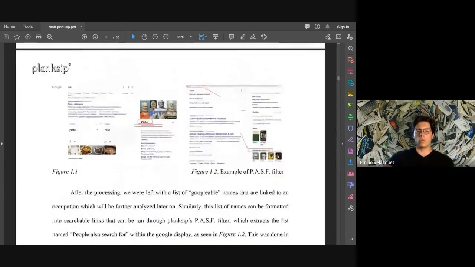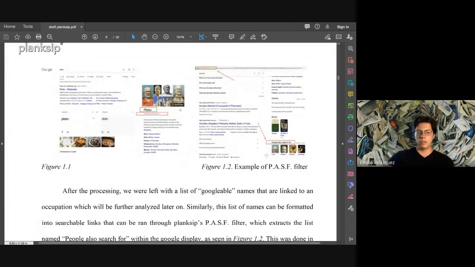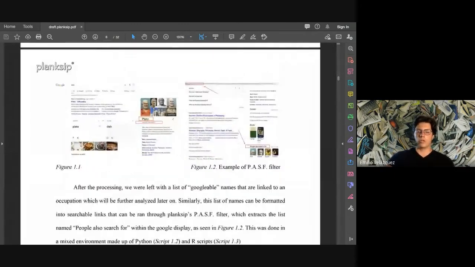So one of the challenges that we had with this was finding a way to automate it, which we were able to do, which also makes this model way more sustainable.